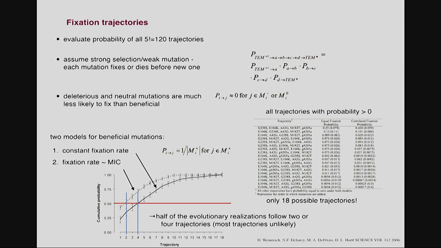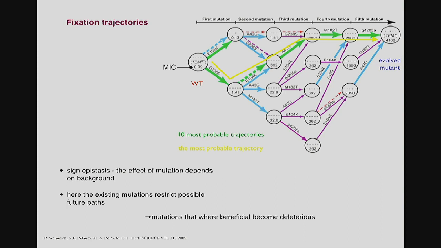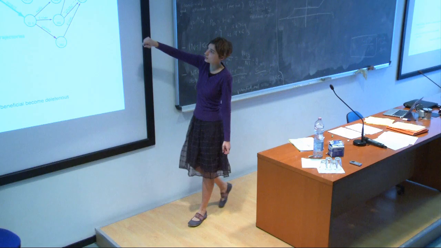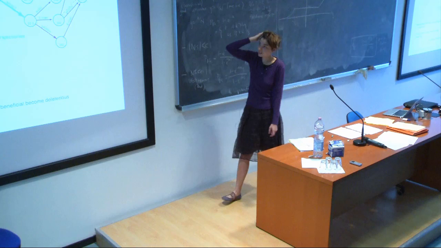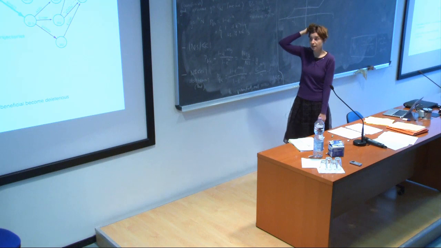So okay, this is plotted on this graph, where the yellow line is the most likely trajectory, and these are all the 18 ones. But basically, the first and the second most likely trajectories take up most of the probability space of all trajectories.